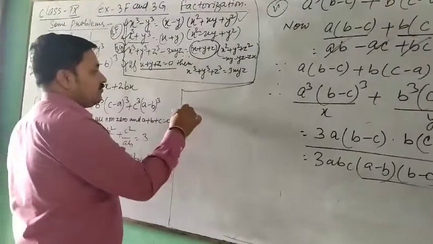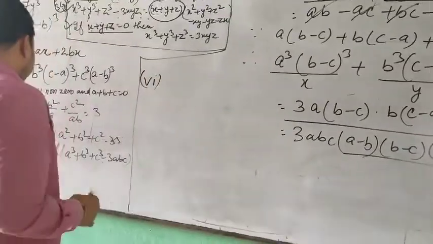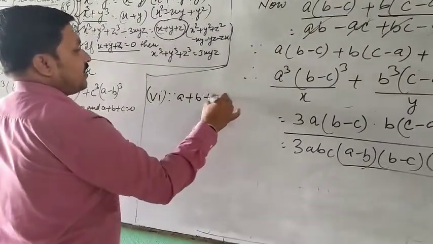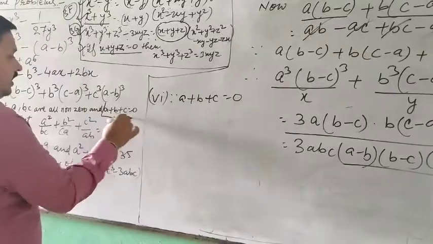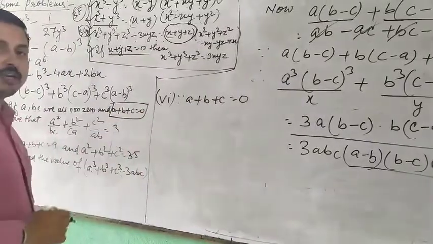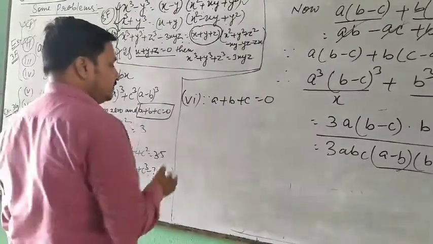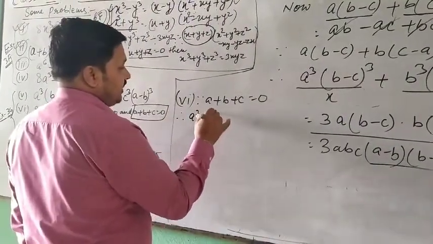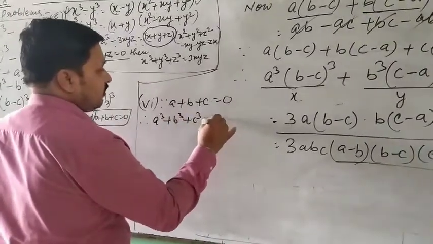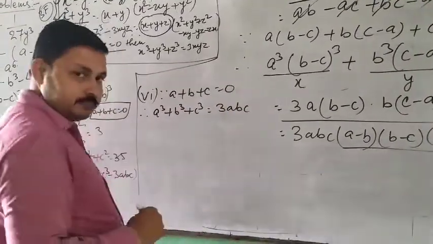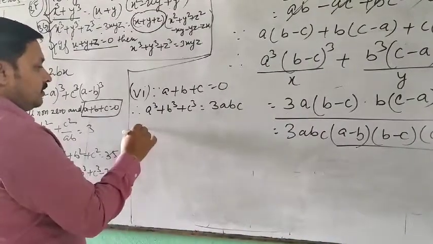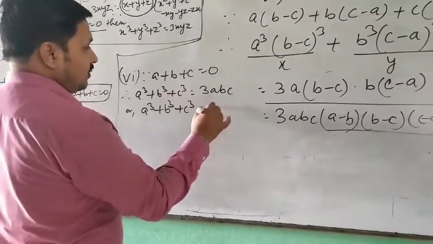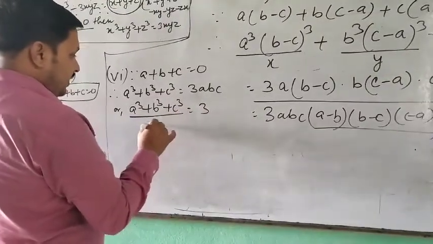Now in question number 6, since a plus b plus c equal to 0 is given in the question, then a cube plus b cube plus c cube equal to thrice abc. Now a cube plus b cube plus c cube equal to 3 abc.